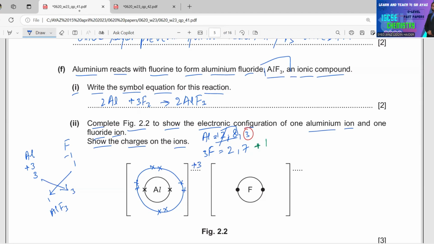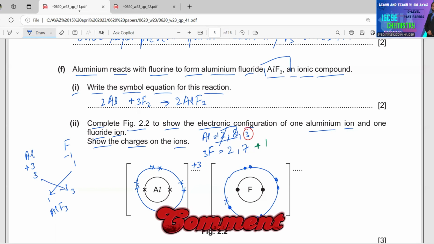What about fluorine? Fluorine will gain 1 electron. So one of the electrons must be a cross. The electrons, I will use dot. First, I'm going to show the 7 valence electrons of fluorine. 1, 2, 3, 4, 5, 6, 7. Now 1 electron coming from aluminum, so I will show cross here. And it has gained 1 electron, so I will write minus sign outside the bracket.